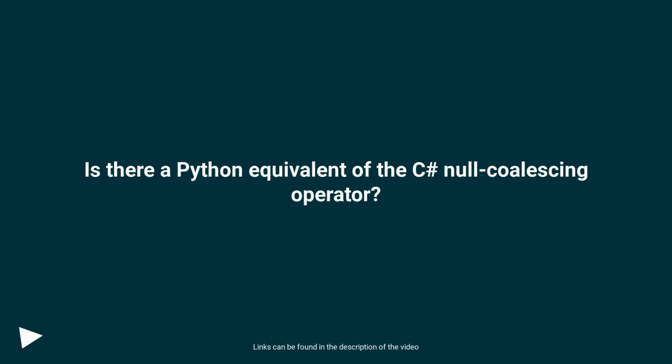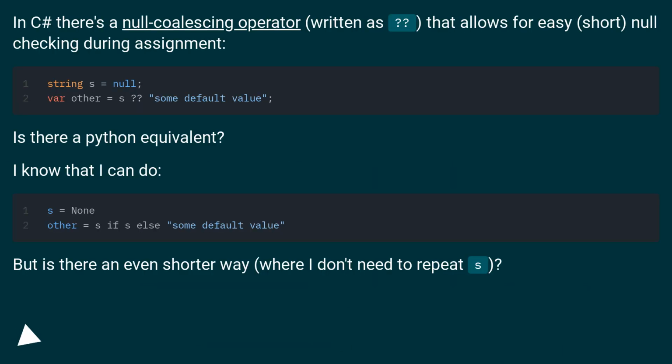Is there a Python equivalent of the C# null-coalescing operator? In C# there's a null-coalescing operator, written as question mark question mark, that allows for easy, short null checking during assignment. Is there a Python equivalent?